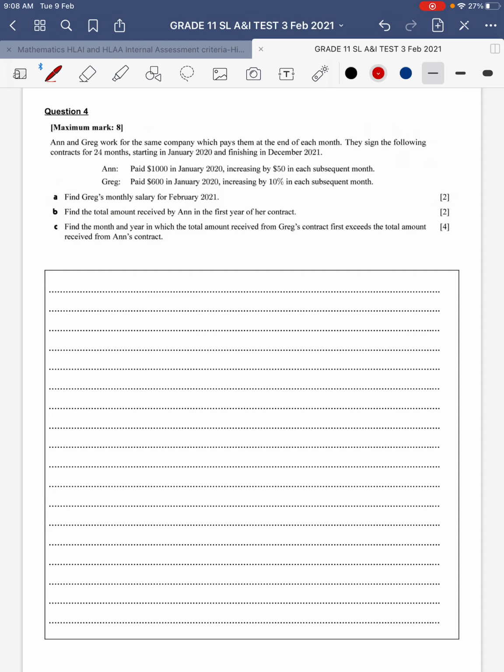Now, even before you look at parts A, B and C, it's always a nice idea just to put down what's going on. Here's Anne, here's Greg. Anne is paid 1,000 in January 2020, so January 20. I'm going to put February 20 because it looks like they're paid each month. Here's March 20 and here's April 20. Okay, so we're just going to do this just to get a feel for what's going on. So Anne's paid 1,000 and these are all dollar amounts. Okay, so we'll just put that to the side, dollar amounts. Increasing by $50. So there's an increase of 50. So 1,050. Okay, so this is pretty helpful, right?